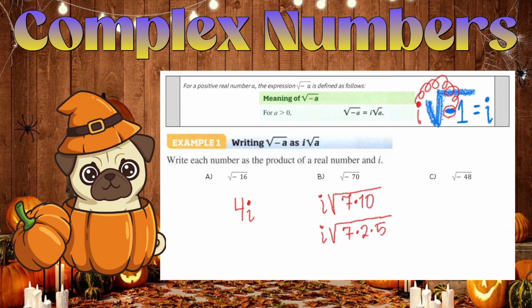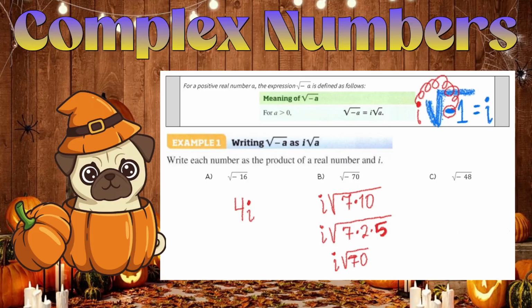That's my prime factorization. It takes a pair to make a perfect square. Do I have any pairs that exist in the prime factorization of 70? No, I do not. Therefore, there's no perfect squares. If there's no pairs, that means it cannot simplify. So I really just leave this answer as i root 70.